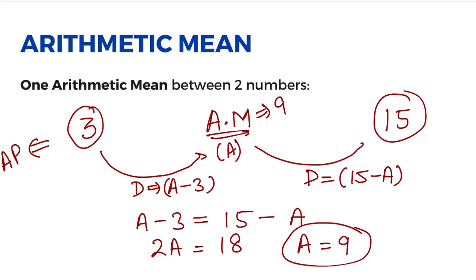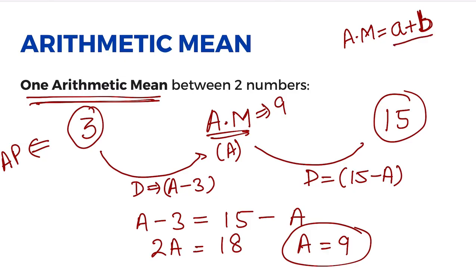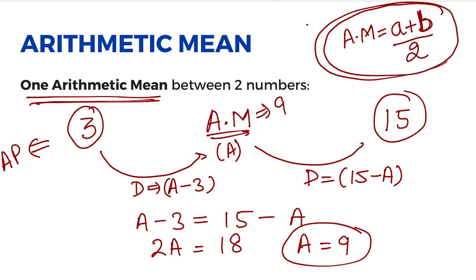For your ease, I am writing a formula for calculating an arithmetic mean between two numbers. If they ask you to find one arithmetic mean, more than one we are going to cover in the next slide, but if they ask you to find an arithmetic mean between two numbers, you can use this formula: a plus b by 2. Correct? Should I move on?